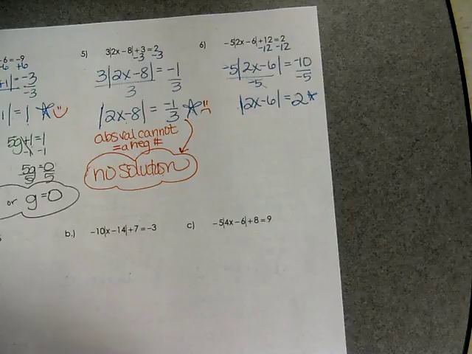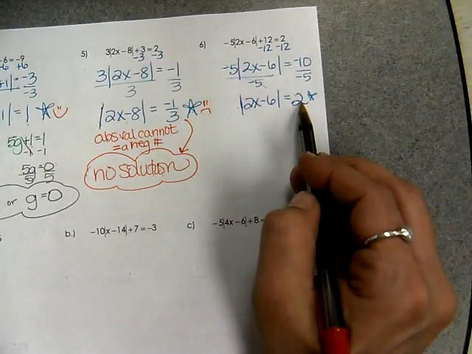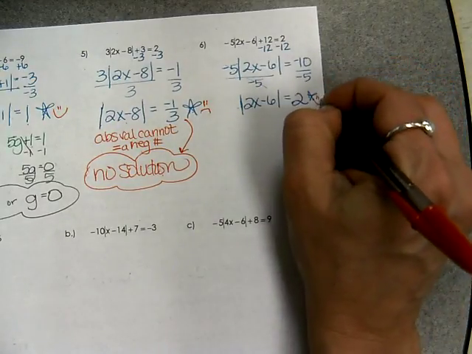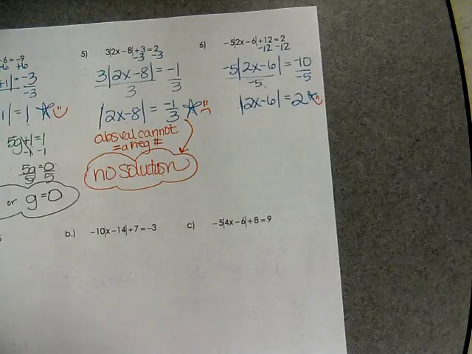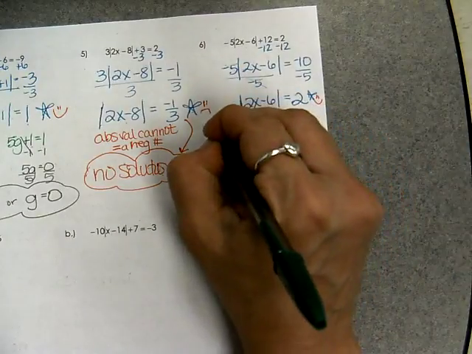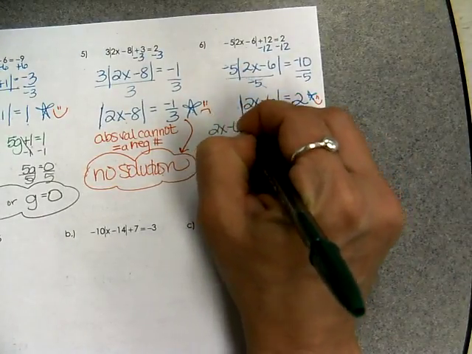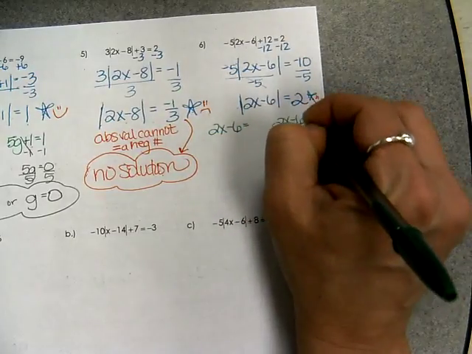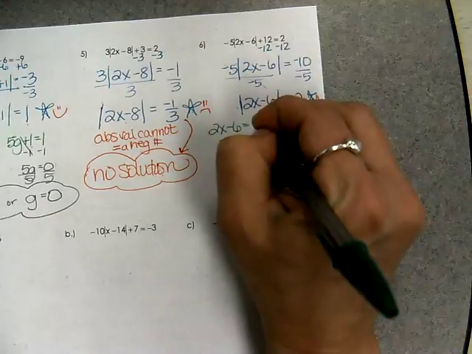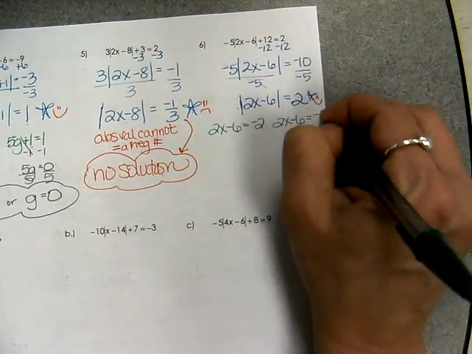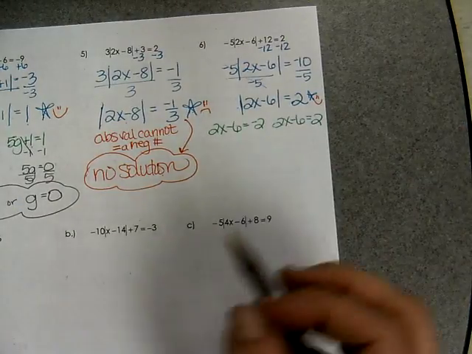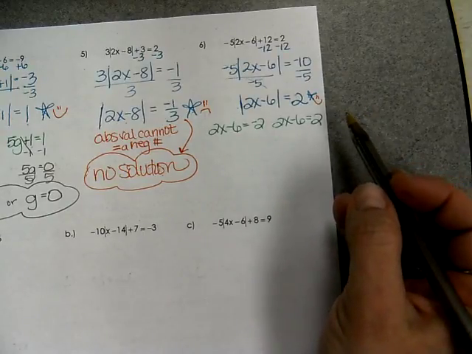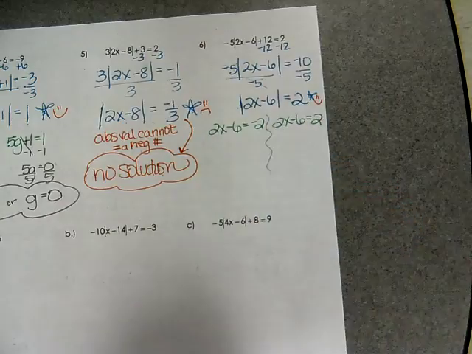Next, I take a look and make sure that C is positive. It is. So that means that I can split it into 2 equations. 2x minus 6 will be involved in both. Remember, 1 is going to equal a -2. 1 is going to equal a +2. And we want to solve both of those.